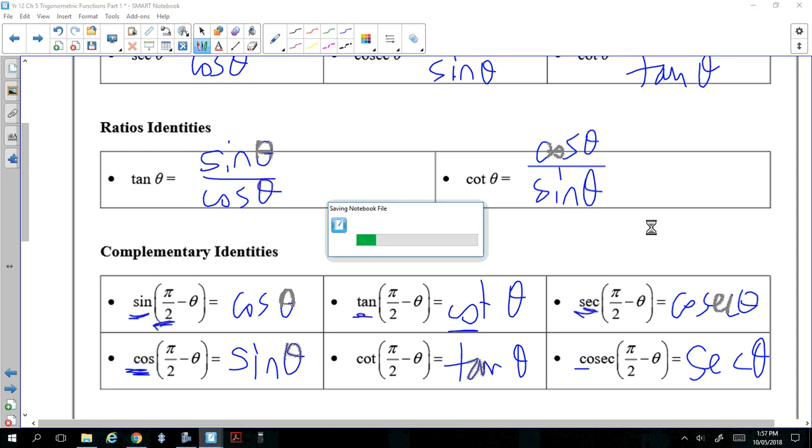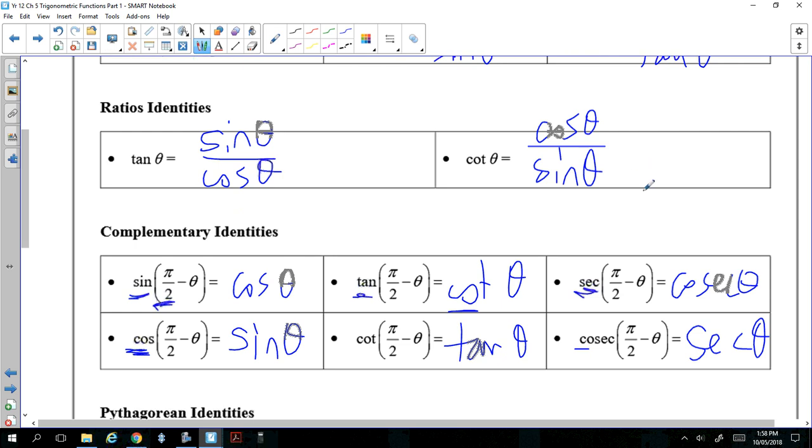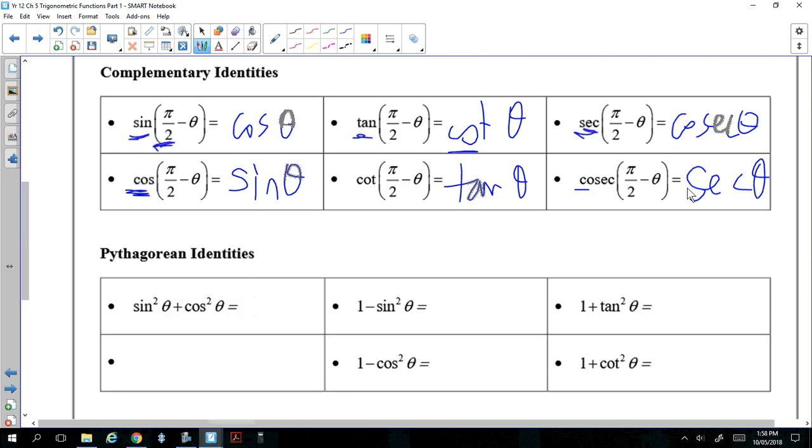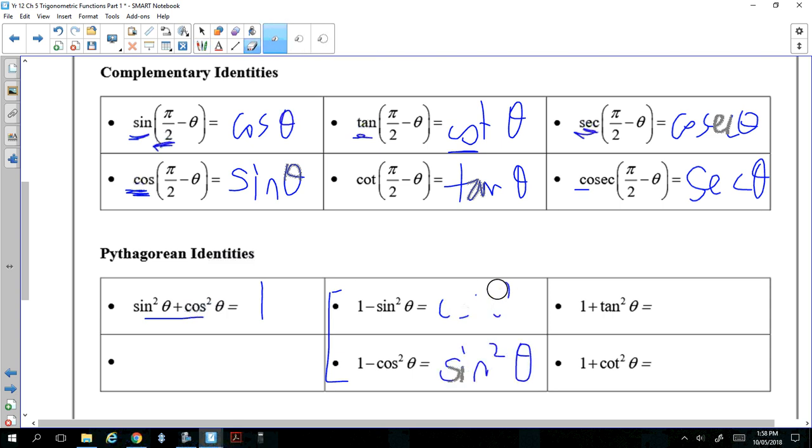And then we'll look at the Pythagorean identities. Sine squared theta plus cos squared theta is equal to 1. And then you can write two versions of this formula, making cos squared theta the subject, so you get cos squared theta equals 1 minus sine squared theta, and sine squared theta equals 1 minus cos squared theta. You should memorize them as separate formulas. Okay, good.